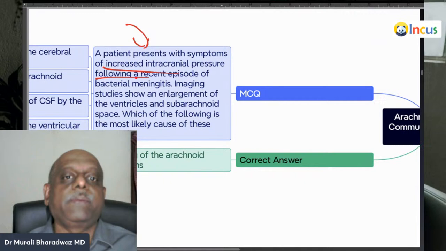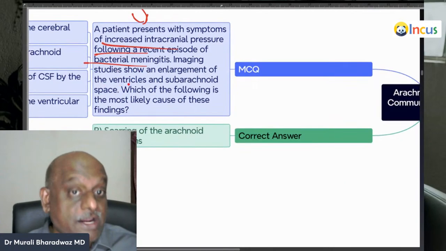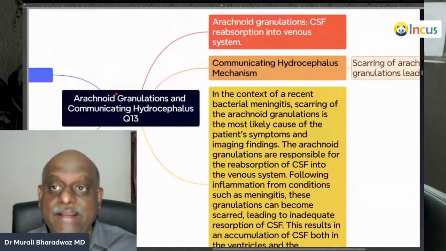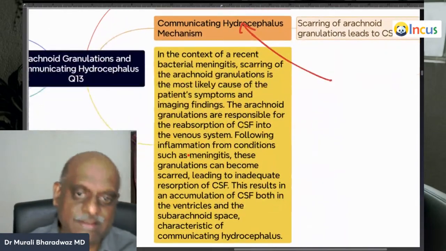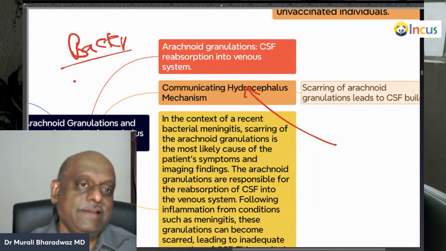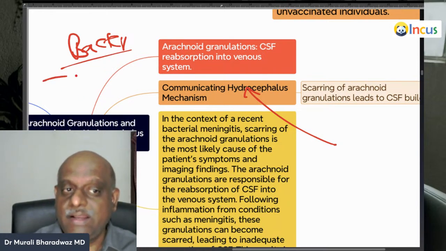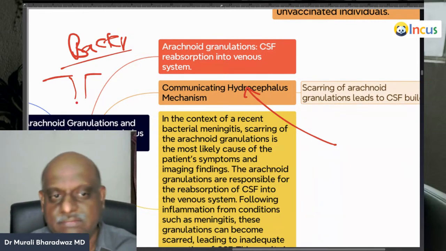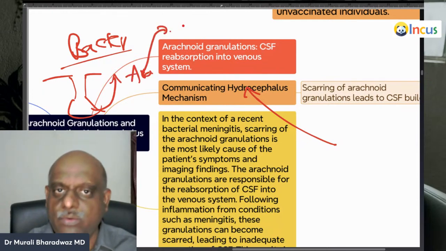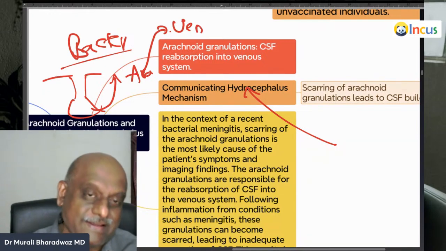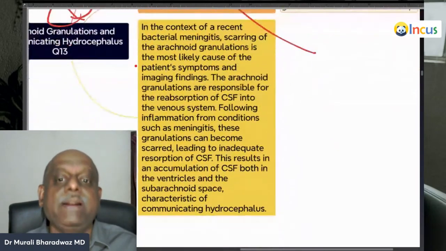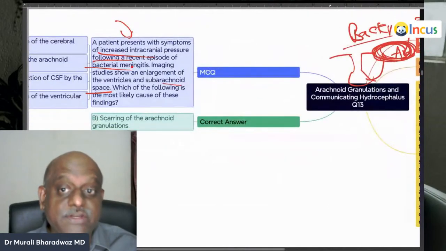Patient has increased intracranial pressure, a recent episode of bacterial meningitis, and enlargement of ventricles and subarachnoid space. Then what is the most likely cause? Typically it is communicating hydrocephalus. CSF flows from the lateral ventricles into the third ventricle, into the fourth ventricle. Ultimately, it goes into the arachnoid granulations and drains into the venous system. Whenever these arachnoid granulations are fibrosed in bacterial meningitis, that leads to the development of hydrocephalus, which is what this patient typically has.